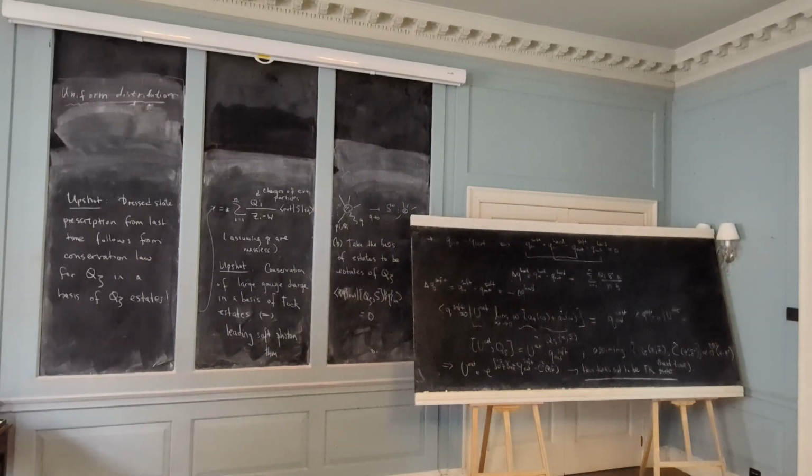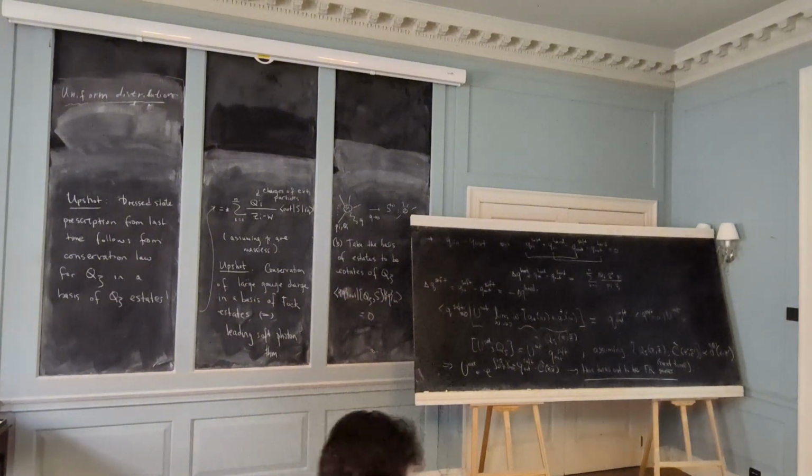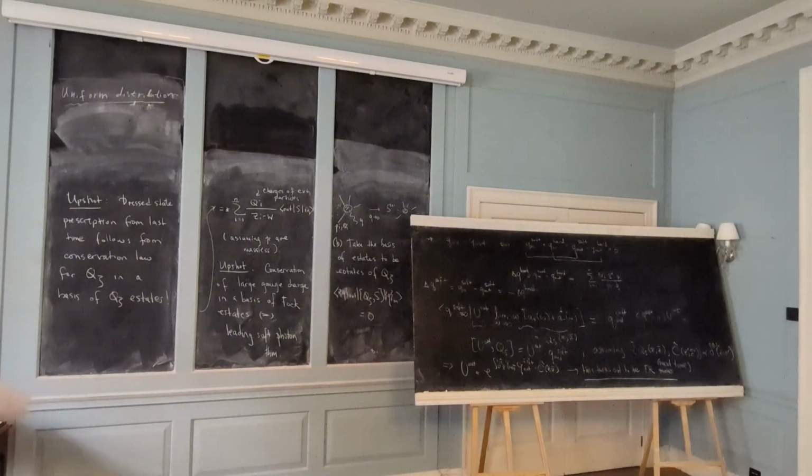But on the other hand, if you look at the conservation laws in the usual Fock basis, you just recover the usual soft photon theorems that you would get in a quantum field theory with the usual boundary conditions.